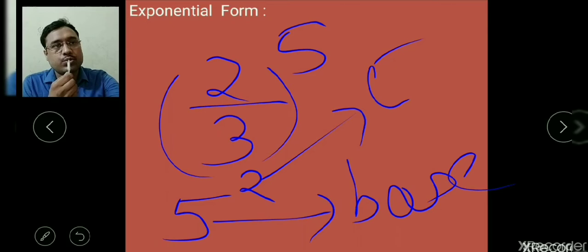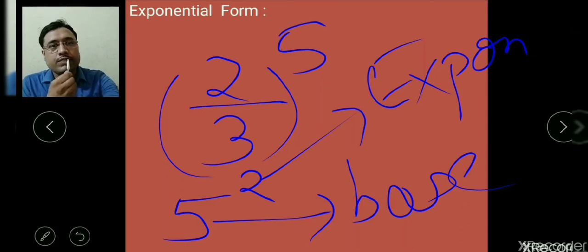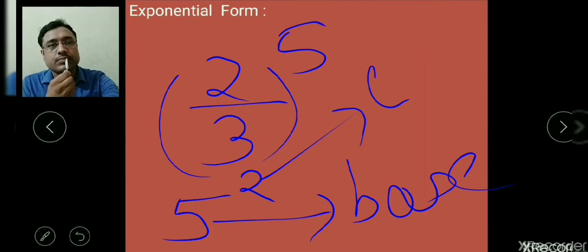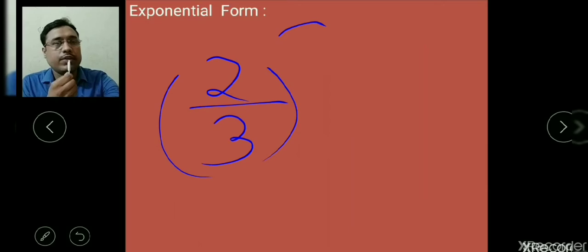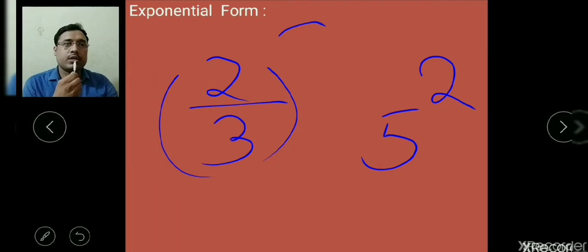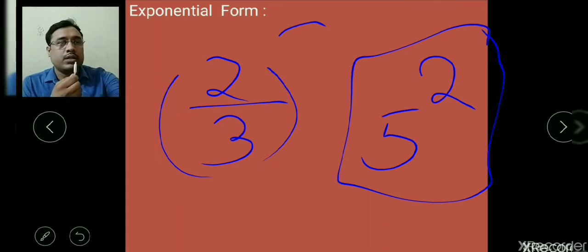We can say this 2 is exponent, or we can say it is power also. And the way of representing any number like this 5 square, this form is known as the exponential form. Okay, next you see.